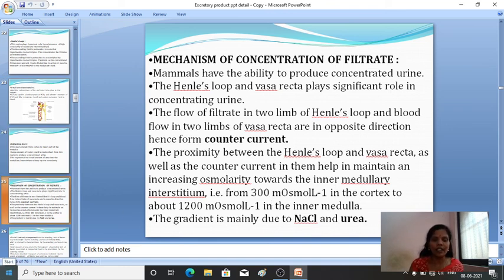So in the counter current mechanism, or the concentration of the filtrate, the two important aspects are the loop of Henle and the vasa recta. This osmolarity remains the same in the cortex and the medullary region. In the cortex it is approximately 300. In the medulla, in the inner medullary region it is around 600 and in the outer medullary it is nearly 900.